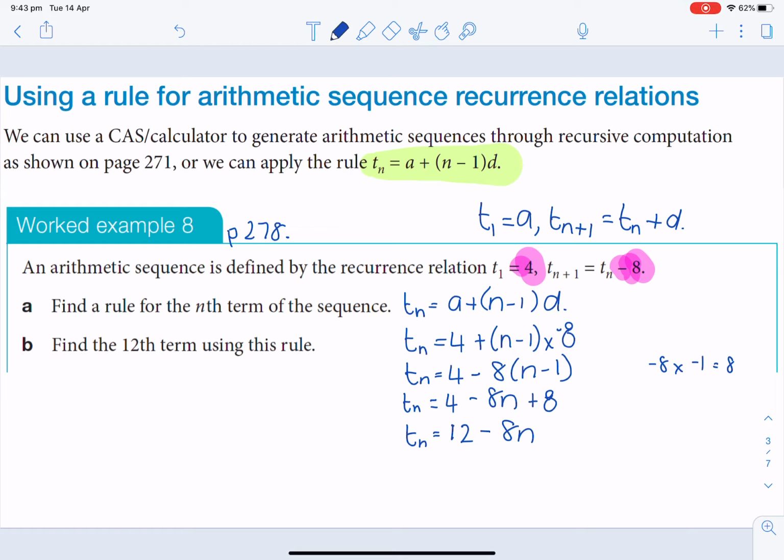So if I wanted to find the 10th term, I just put 10 where n is, and that would give me the 10th term. If I wanted to find the 48th term, I just put 48 where n is, and I find the 48th term.